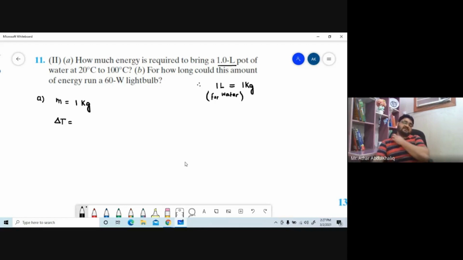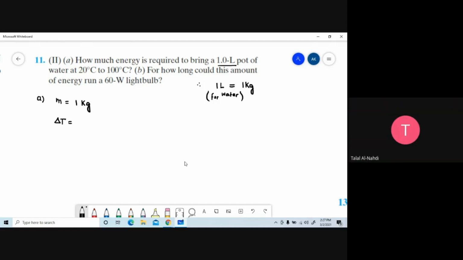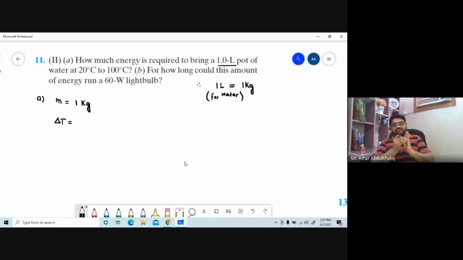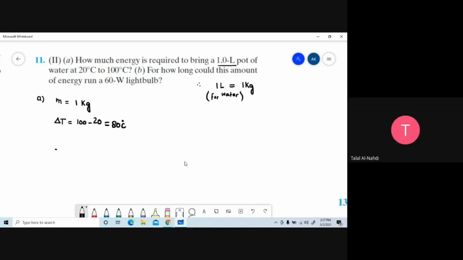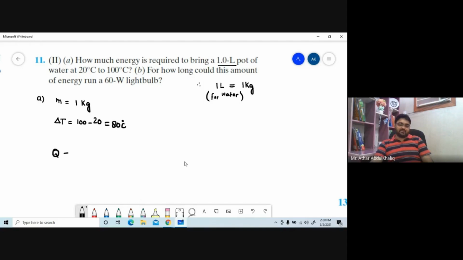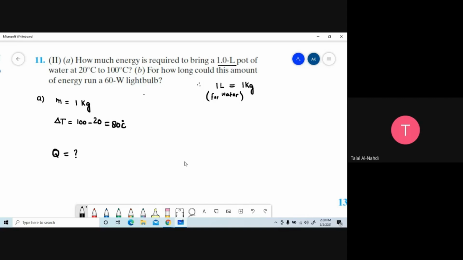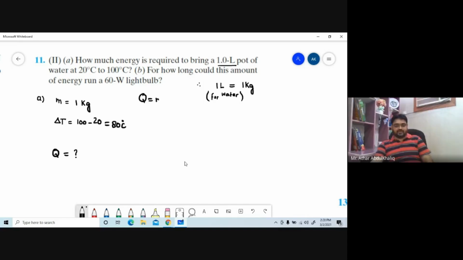Now, how much is the temperature rise? How much temperature do you want to change? 80 Celsius. Very good. 100 minus 20 is 80 Celsius. Now, what do you have to find in part A? The energy required. Energy is denoted by Q, which you have to find. So what is the formula for Q? Q equals mcΔT. Very good.